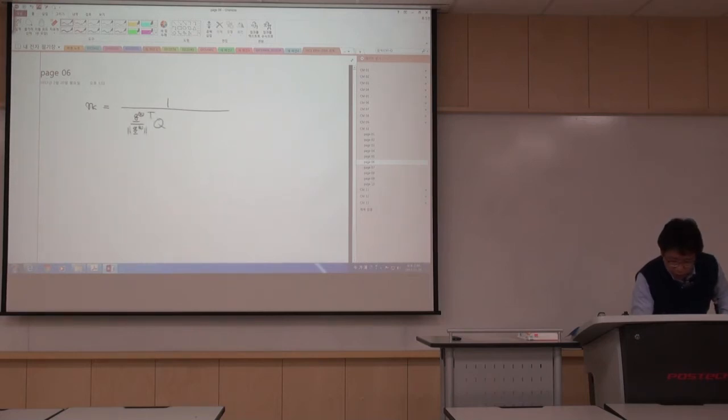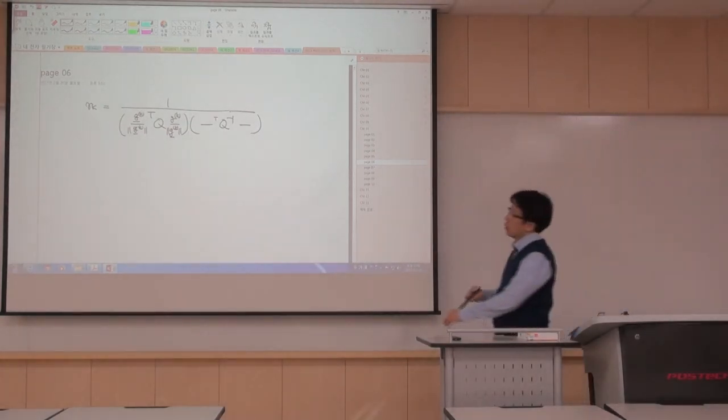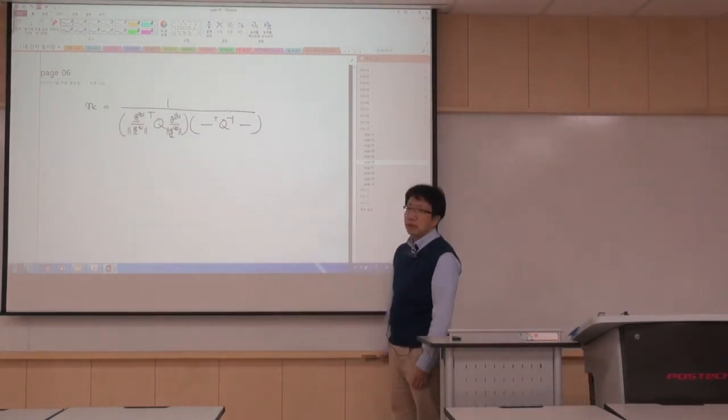Transpose Q of the same thing, right? It's too complicated, but it's worth doing. And a similar thing with the inverse, right? Am I right? Yeah. So this is our gamma sub k.